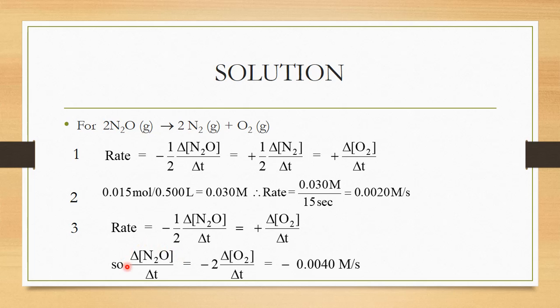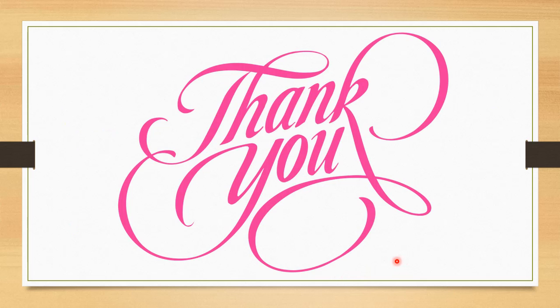There was a third part of the question where you were asked to calculate the rate of disappearance of N2O, means you were to calculate delta N2O upon delta T. Now just equate the first expression with the third expression. It will become delta N2O upon delta T will be 2 into delta O2 upon delta T. So this will be 0.0040 moles per liter per second. So this is all for today. Thank you.